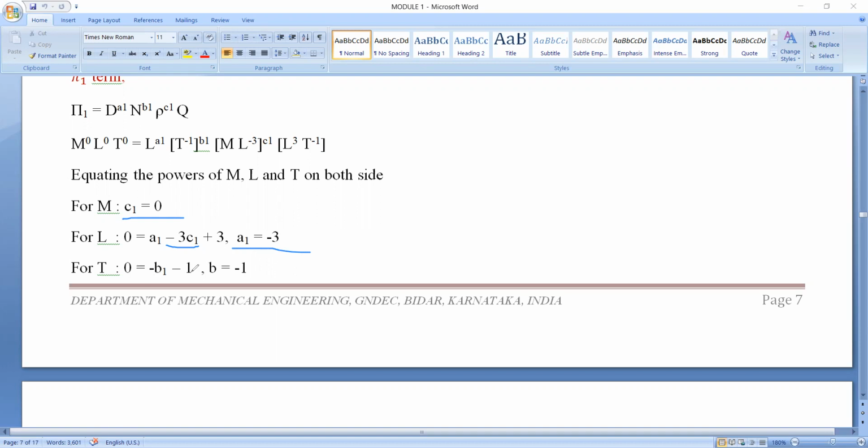So minus b minus 1 equals 0. So we'll get b equals minus 1. So this is the answer for b1. Here the suffix should be b1.